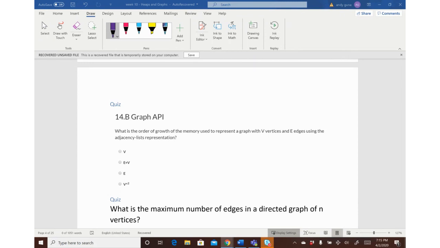It looks like most of you are getting it, so I'm just going to move on. The correct answer is E plus V. We just did that.